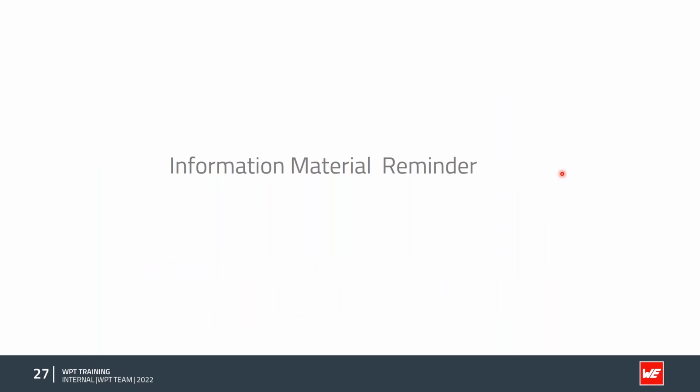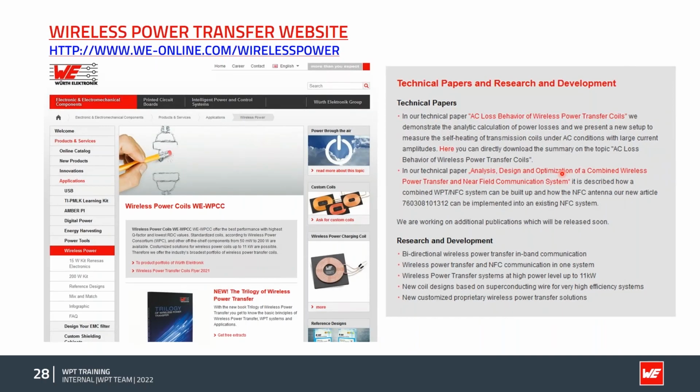Now, let's go to the information material reminder. So what materials do we have? As I mentioned before, we have our own wireless power section where you can read our technical papers, for example, the AC loss behavior of wireless power transfer coils that I mentioned before, and three technical papers about simultaneous wireless power and NFC.